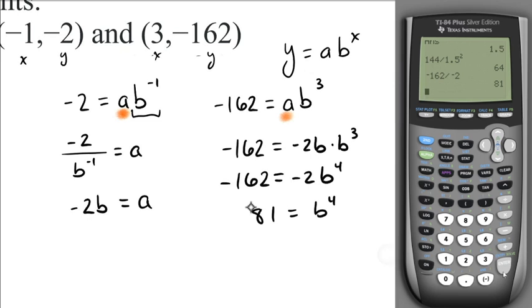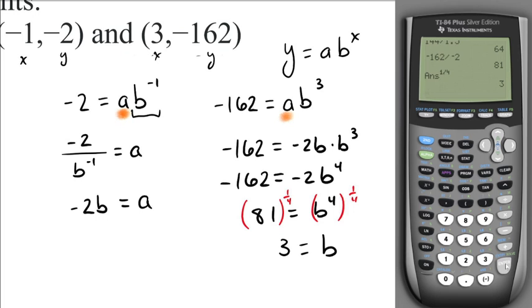To figure out what b is, I'm going to raise each side of this equation to the 1/4 power. I'm going to raise this side to the 1/4 power. B to the 4th to the 1/4 power gives me just b. And on the other side, I have 81 to the 1/4 power. Let me do that on this calculator. 81 raised to the power of 1 divided by 4. So 81 to the 1/4 power is the number 3. So you can see I now know that b, my multiplier, is 3.